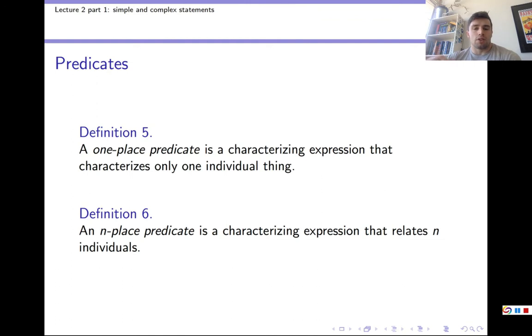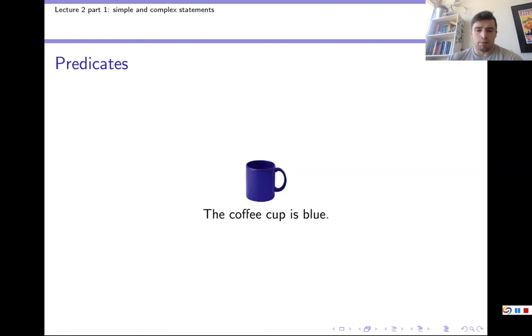N, of course, is just the number of things that the characterizing expression relates. Now, if we go back to our favorite example, the characterizing expression "is blue" in "the coffee cup is blue" is a one-place predicate, sometimes called a unary predicate too, because it characterizes an individual thing. It's just one coffee cup that it's talking about here.